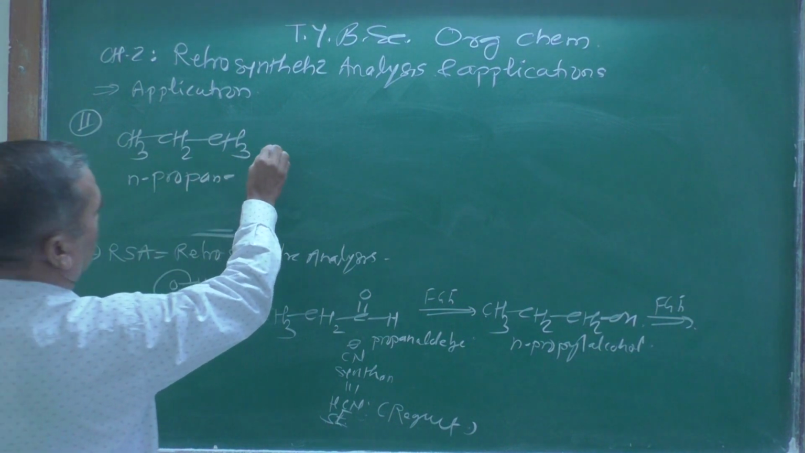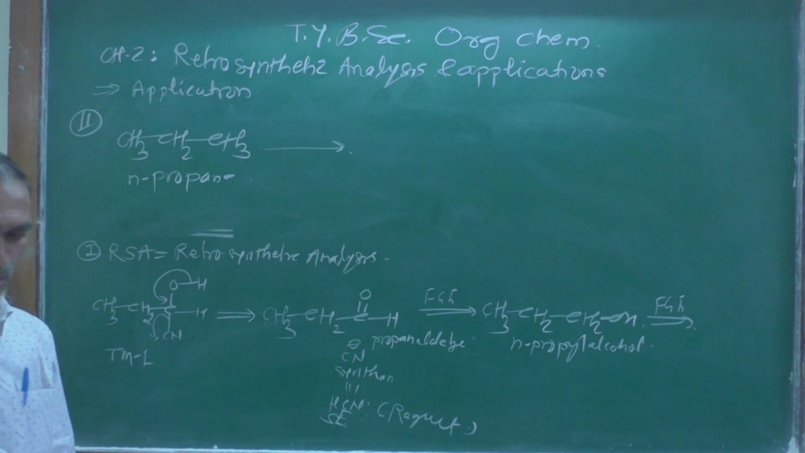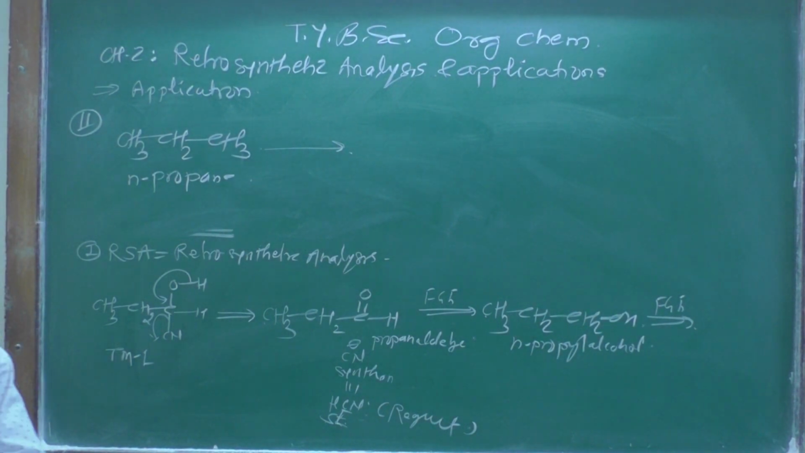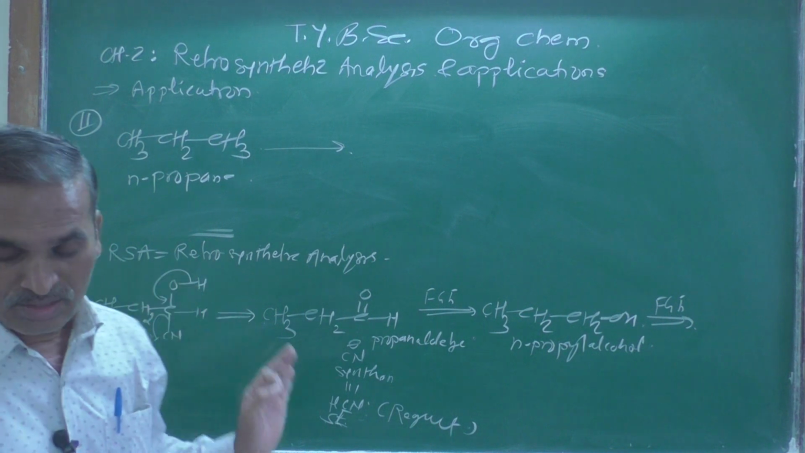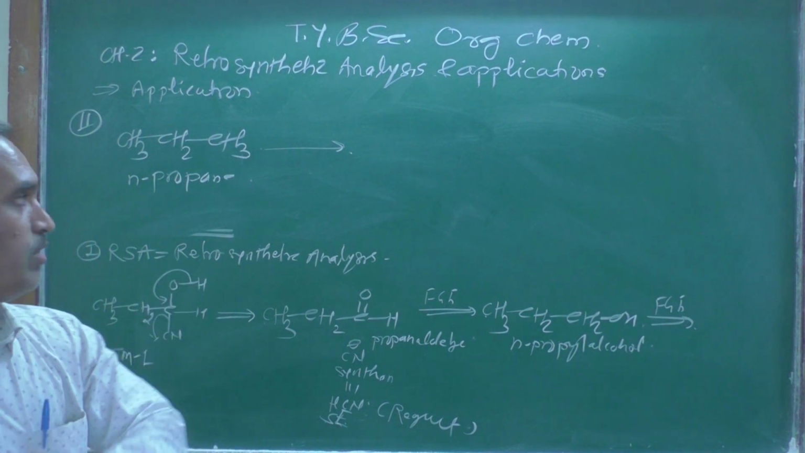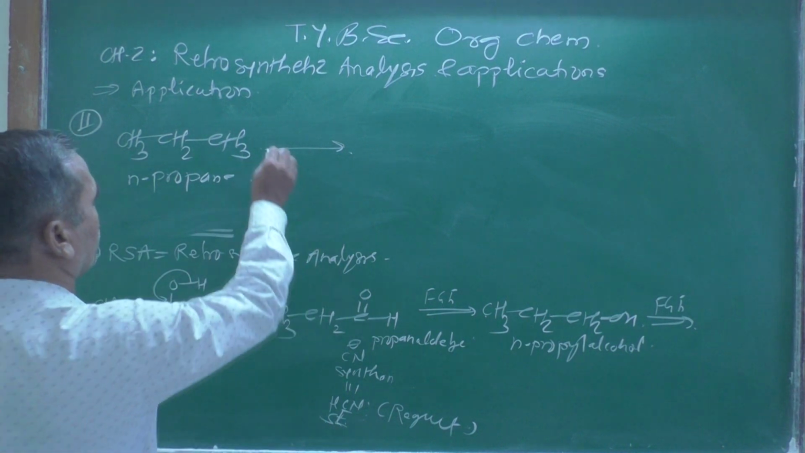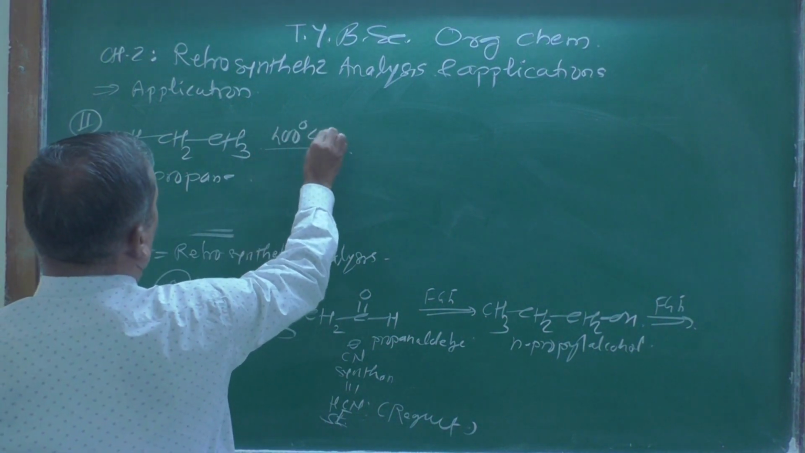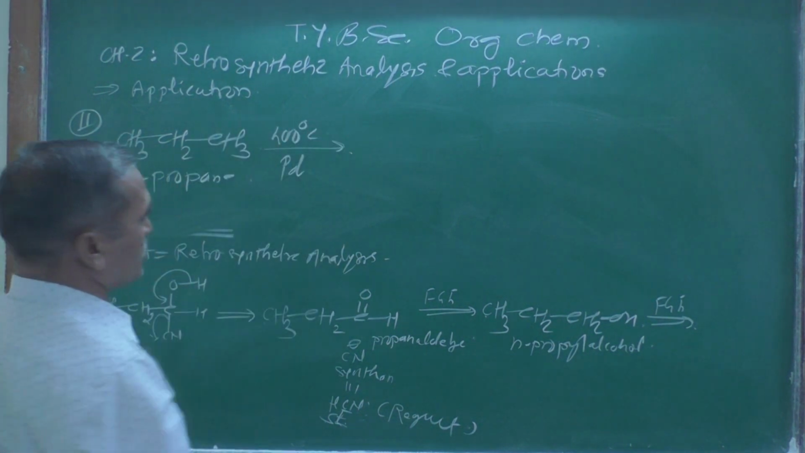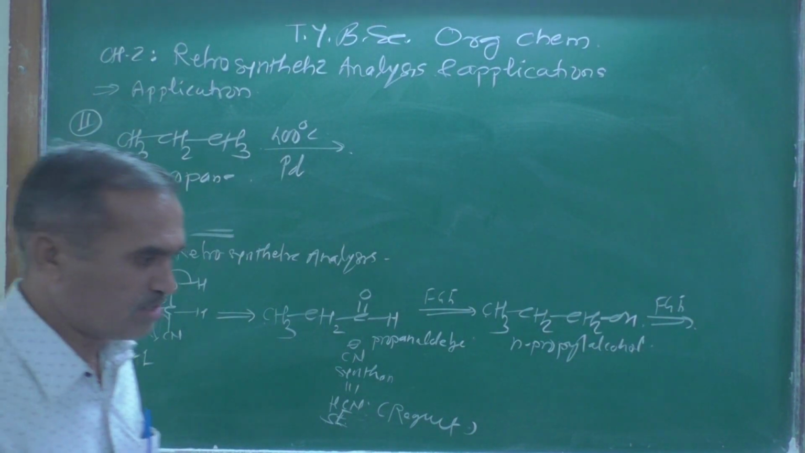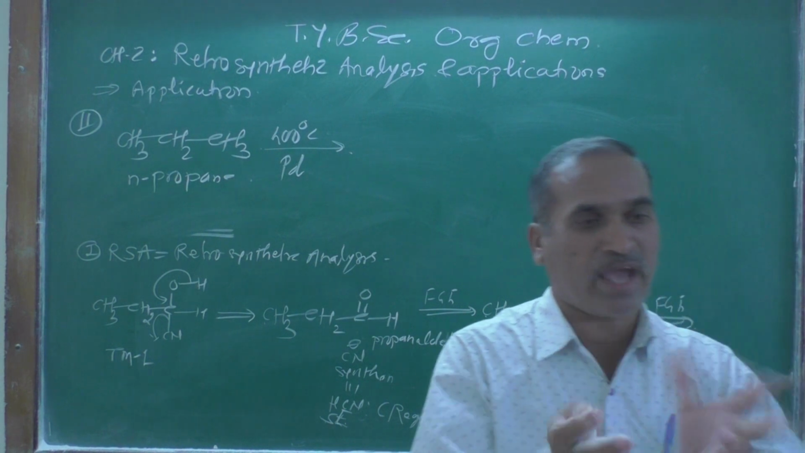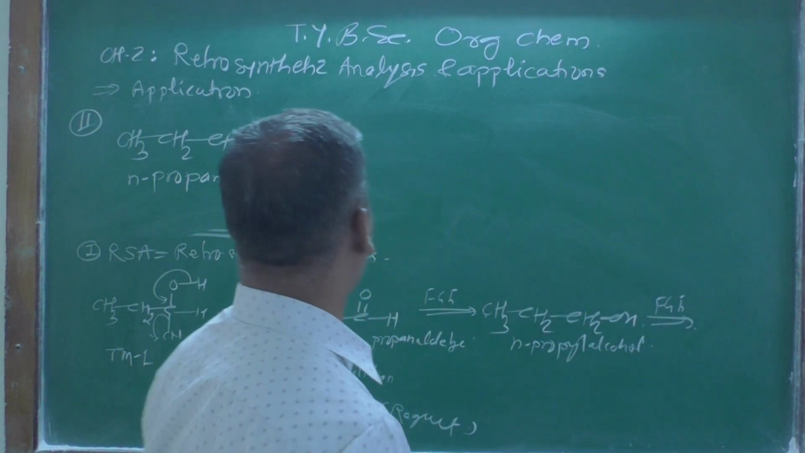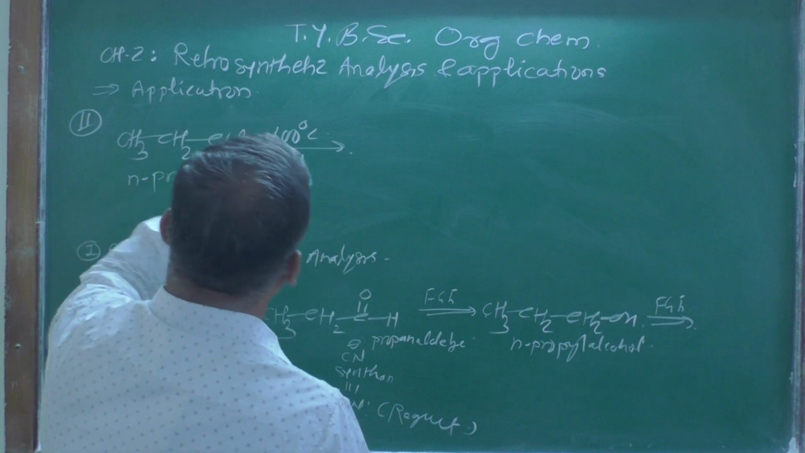And now the simple arrow. We know that the simple reaction arrow represents 'react to give'. If you treat this compound at 400 degrees centigrade in the presence of palladium, palladium being a catalyst, during the cracking process, what is going to happen is this propane is converted.